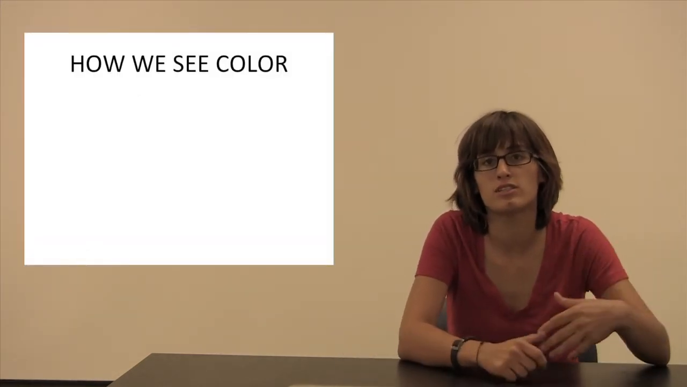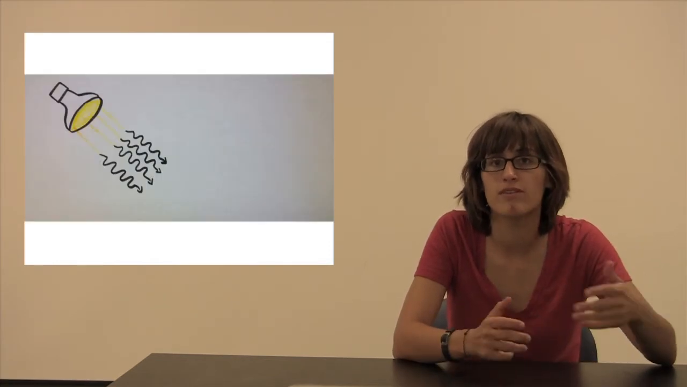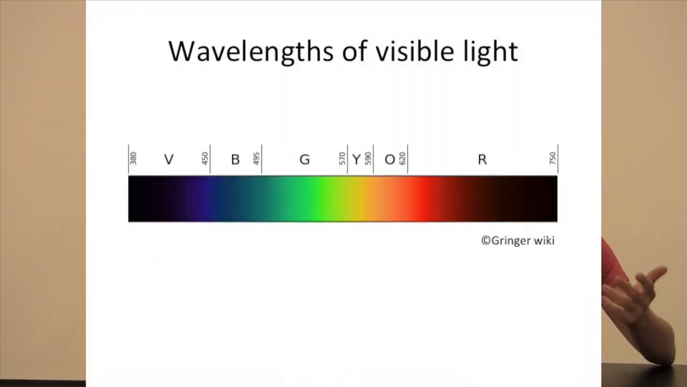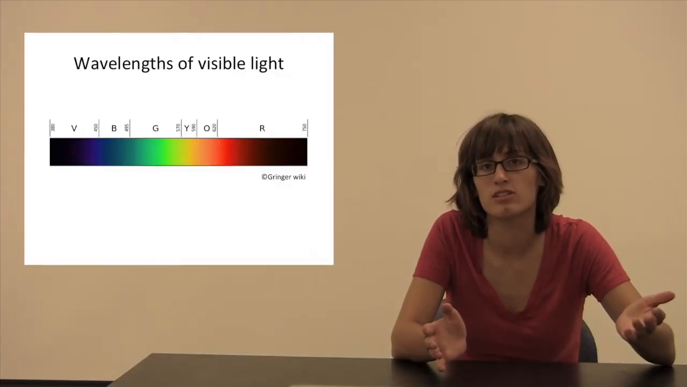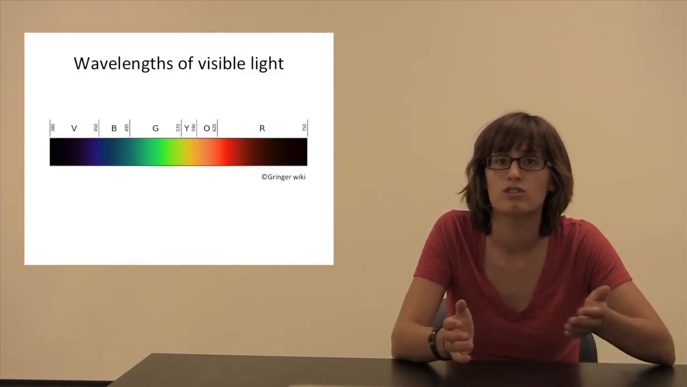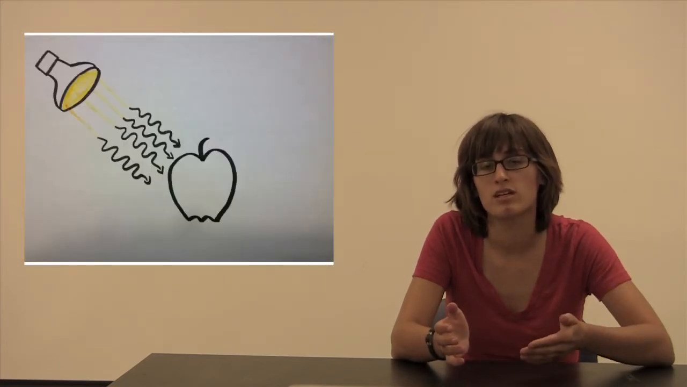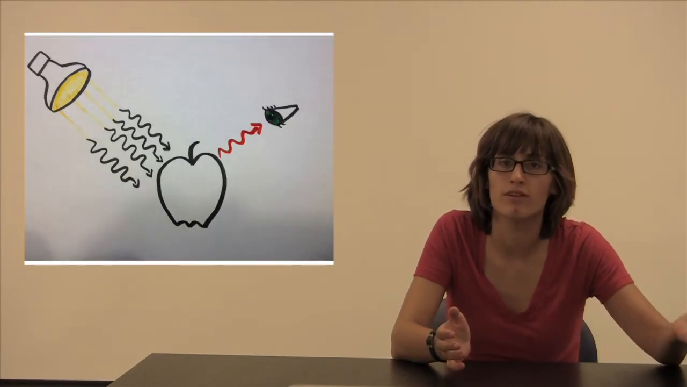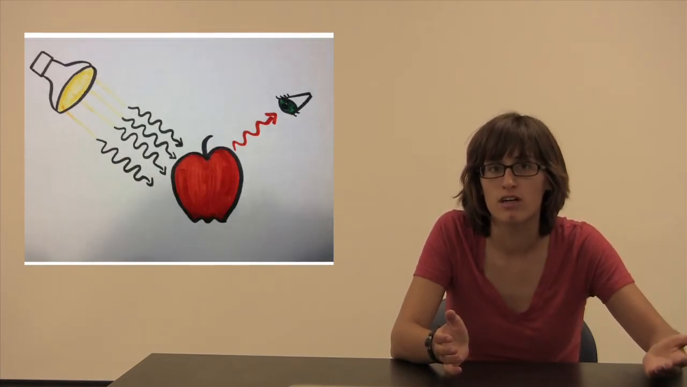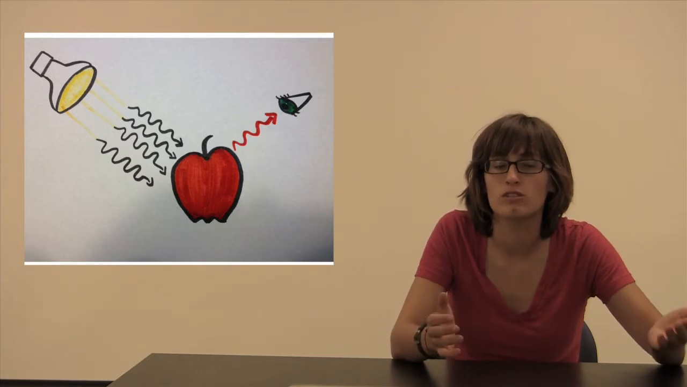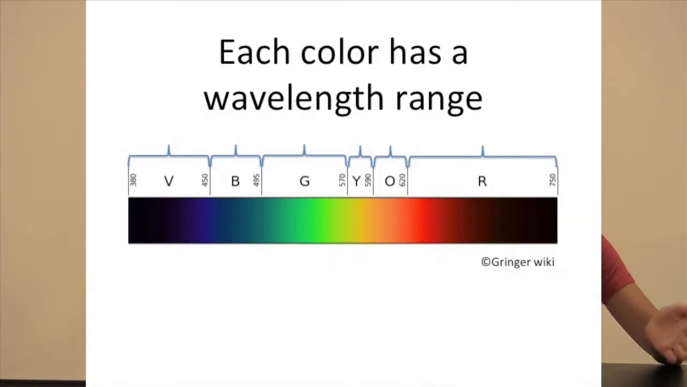So light is transmitted through waves, and each wave has a different wavelength. The visible light range has wavelengths between 390 nanometers to 750 nanometers. So when light hits an object, the object absorbs a certain wavelength and reflects a certain wavelength back. When that reflected wavelength hits our eye, we perceive this as color. Each color has its own specified wavelength range.